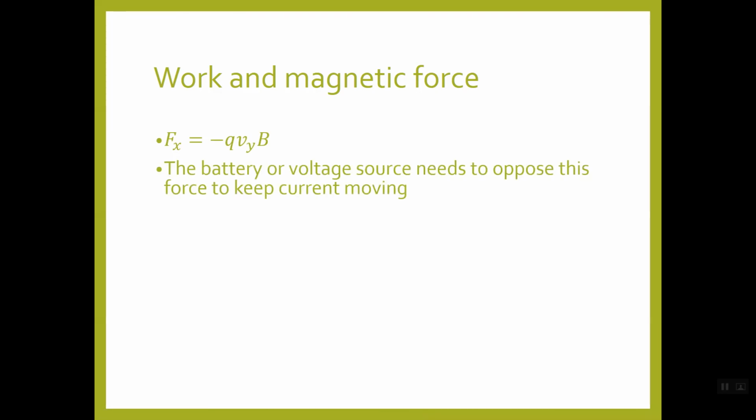So it's the battery, or whatever voltage source we're using, that needs to oppose this force to keep the current moving. So the battery's force is q vy B. And I can replace q with lambda times r, because that's the length of my wire and lambda is the charge density, to get me back q.